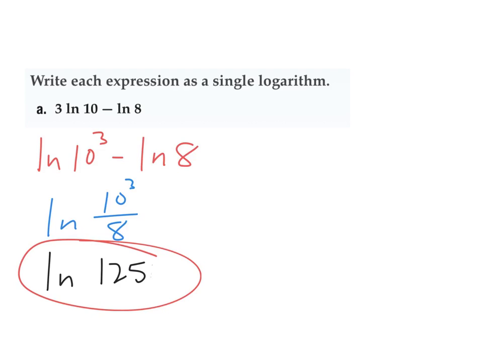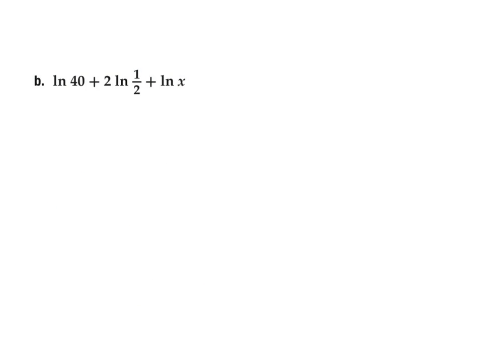So all I did is I used the properties that we already learned before. The only difference here is I have natural log instead of a log, and I use my properties the same way. So let's work on another one. If you want to give this one a shot and try it first and see if it matches up, go for it. Pause it and then we'll come back.